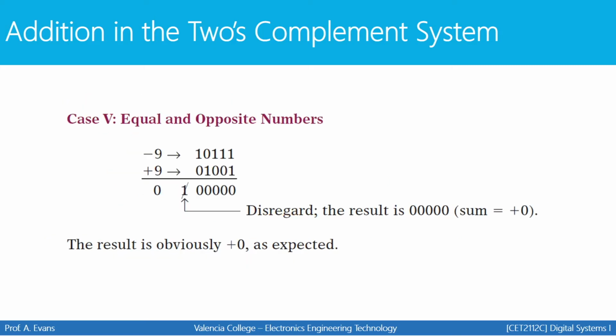Case number 5, you're going to have equal and opposite numbers. So for example, negative 9 and positive 9. If you have equal and opposite numbers, your answer should always come out to be 0. But if you take negative 9 and put it in 2's complement form, take positive 9 and write that out using the same number of bits, add these two together, you actually get a carry right here of 1, which is not right because your answer should be 0. So you disregard the carry if you're adding equal and opposite numbers, so that your final answer will be 0.